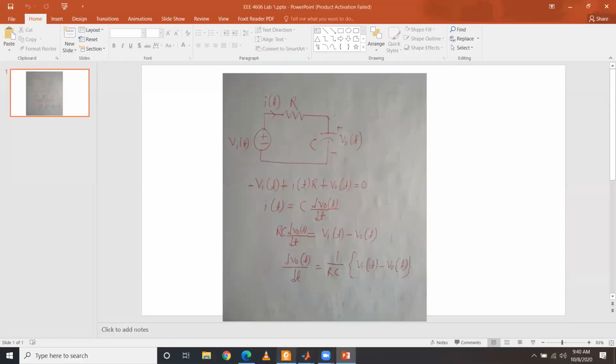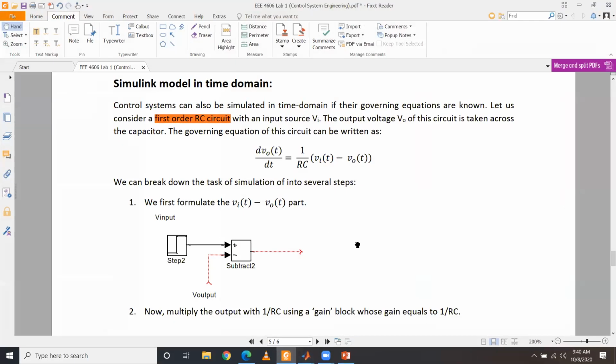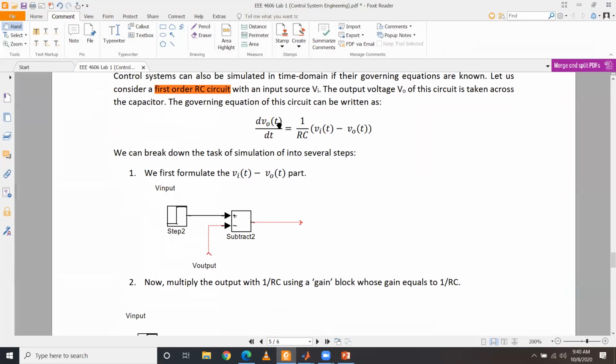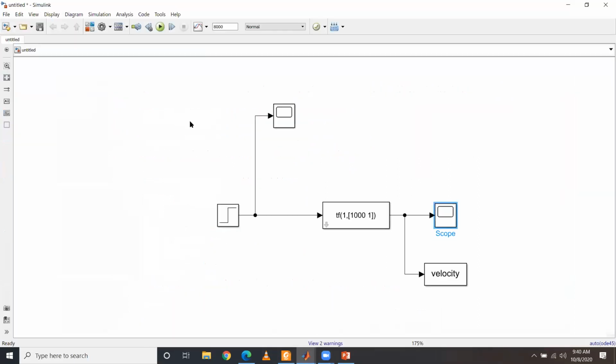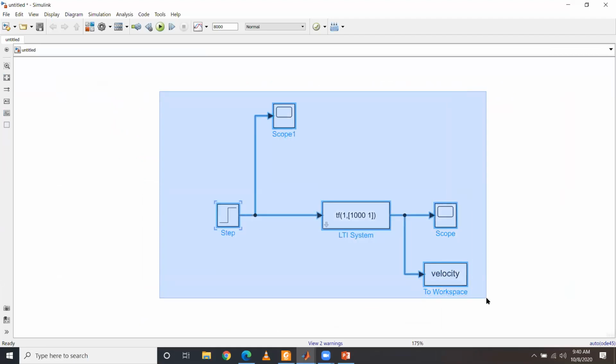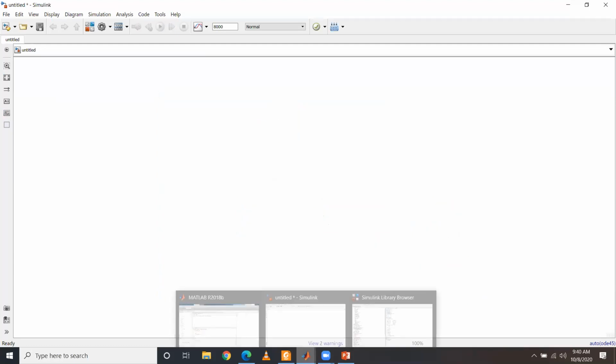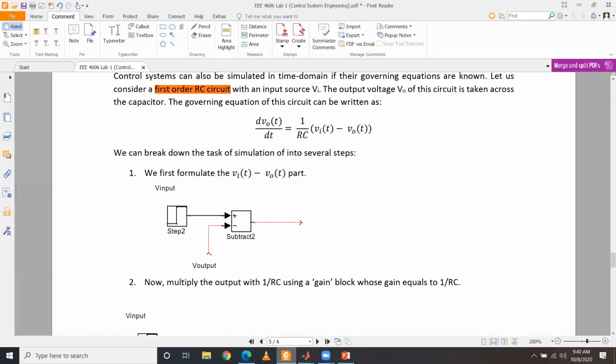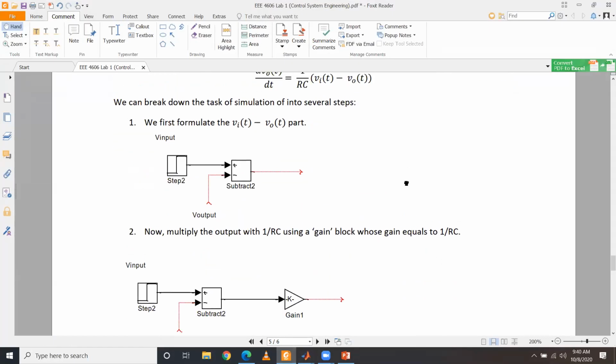But for this case, we are only concerned with the time domain. So let's keep it in the time domain for now, and let's draw the Simulink diagram. So let's delete this. I hope everyone did this part because it will be very helpful. If you did this, 90% of the lab task is already done. Okay, let me explain how to do it first.